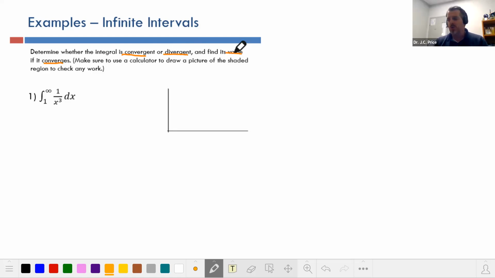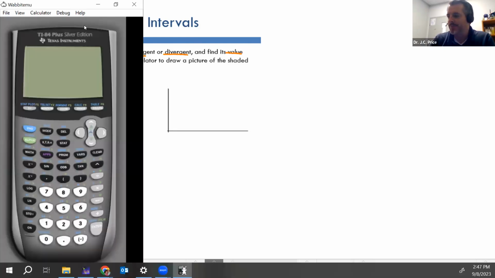And actually, we're going to start with that so you can kind of see the idea. So let's graph this thing. To graph it, I'm going to have to graph the integrand. This is the function 1 over x cubed, so x raised to 3. And I only care about this thing going from 1 to infinity.